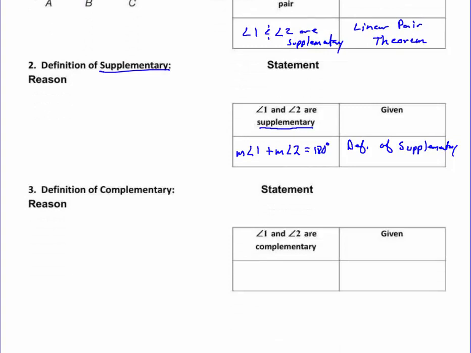Okay, the same is true for complementary. When you see something that says angle 1 and angle 2 are complementary, well, you can immediately say that the measure of angle 1 plus the measure of angle 2 equals 90 degrees for no other reason than the fact that you know the definition of complementary angles. Okay, so definitions are important. Definition of supplementary, definition of complementary. They'll help you out in a lot of the proofs we do.